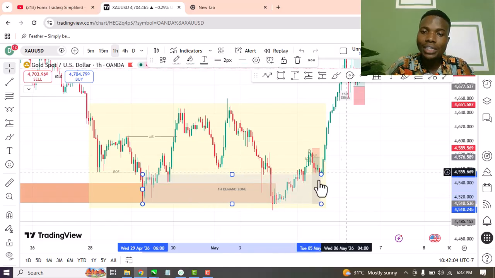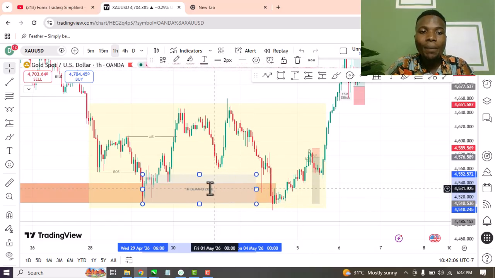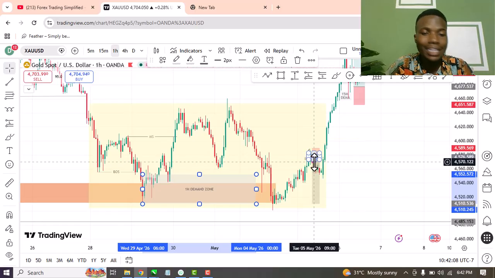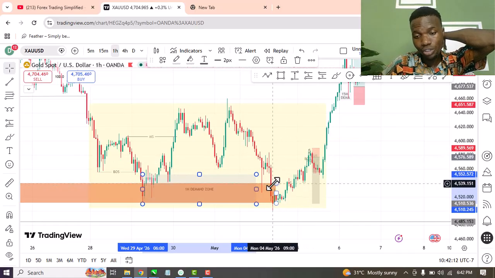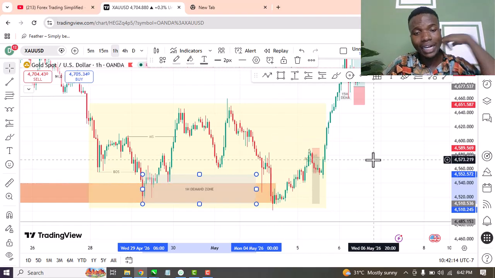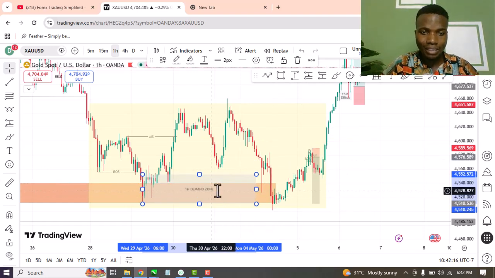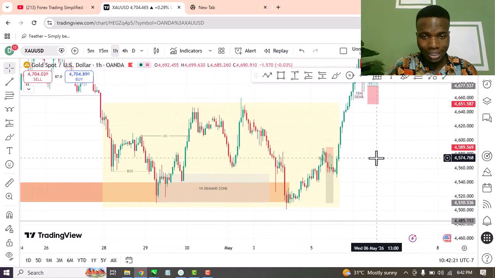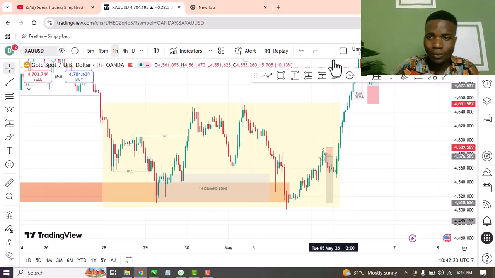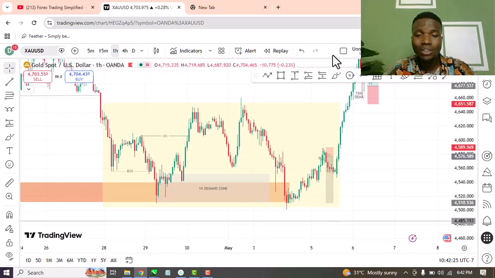What some traders usually do is that when price retests their demand zone, they just enter the trade blindly, and sometimes they lose that trade, because they believe that when price retests the demand zone, price will just skyrocket to the upside. Sometimes it doesn't go that way at all.